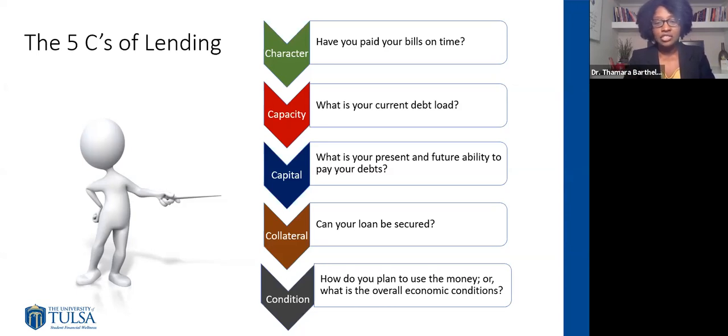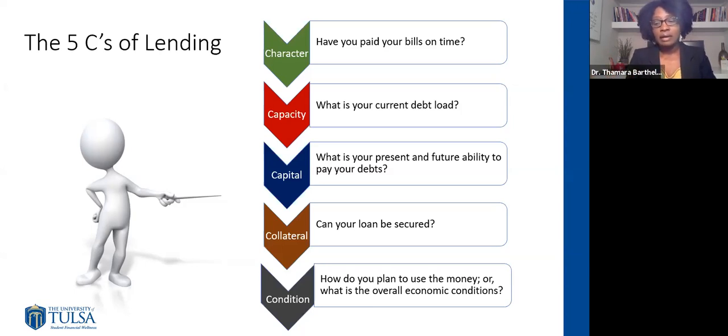Okay, and condition is something that is fairly new. Lenders started adding that to their list. Initially, there were 4 C's to lending, but they added the 5th one because of the way the economy is going right now. So condition pretty much includes how you will use the money as well as the economic conditions.